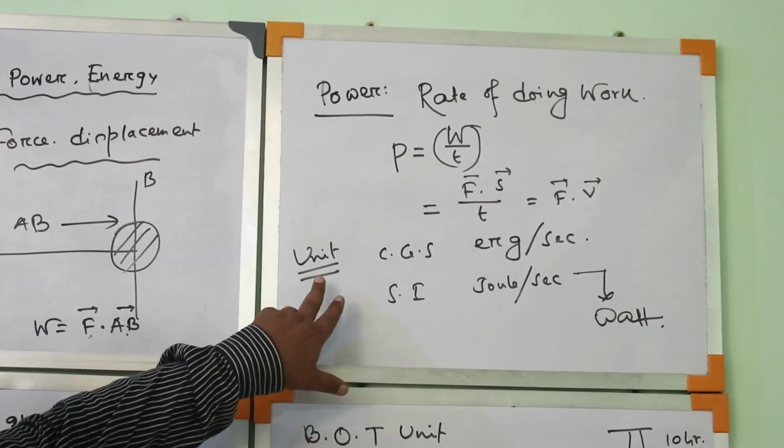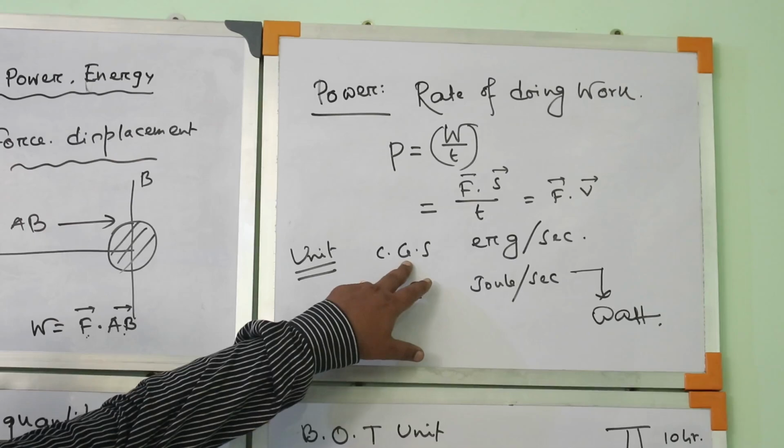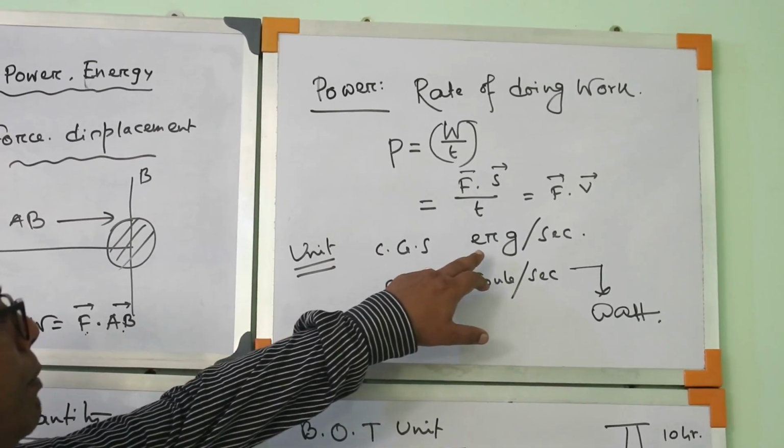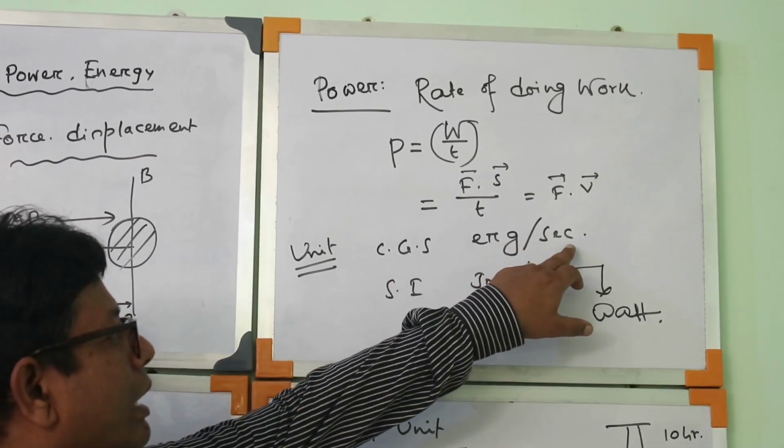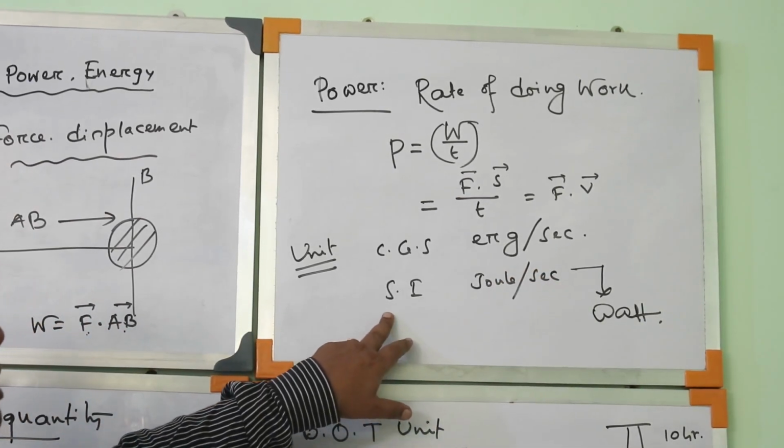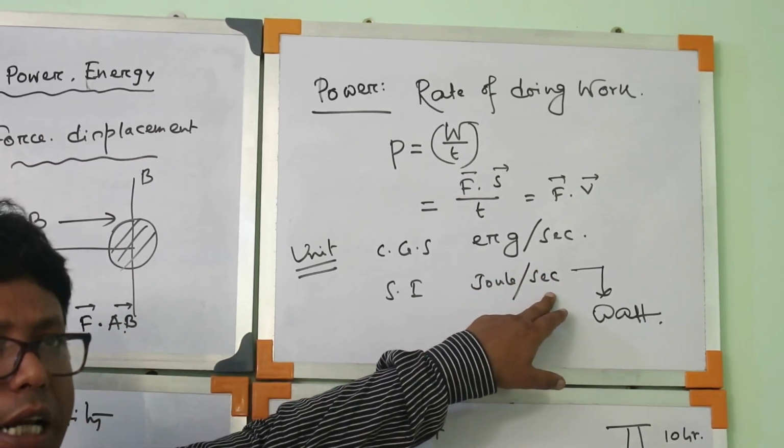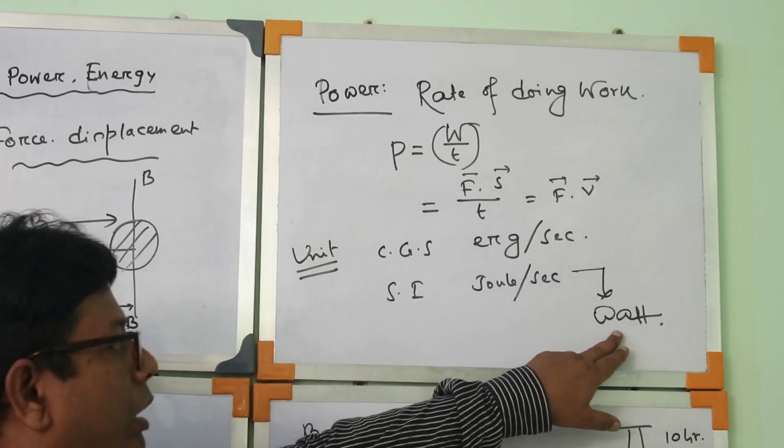So what is the unit of power? In the CGS system, power is equal to work by time, that means erg by second. For the SI system, this will be joule per second. This is also called watt.